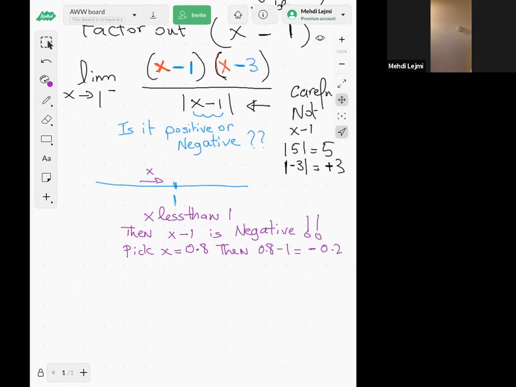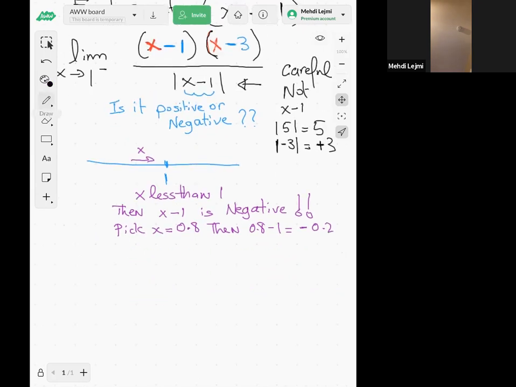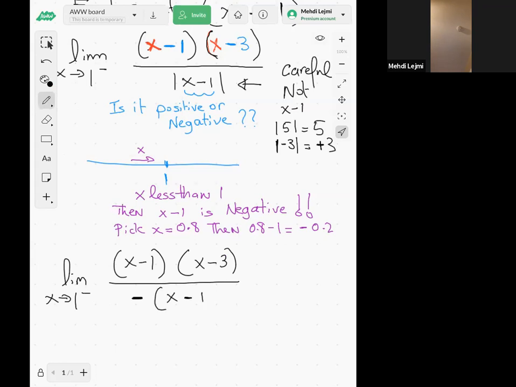So if you get rid of the absolute value, you need to take the opposite. So then we're gonna have the limit as x goes to one minus of x minus one times x minus three, and in the denominator, we're gonna have the opposite, so it's minus, and x minus one between parentheses, the opposite of x minus one. Now I have x minus one in the top and in the bottom, so I cancel out.